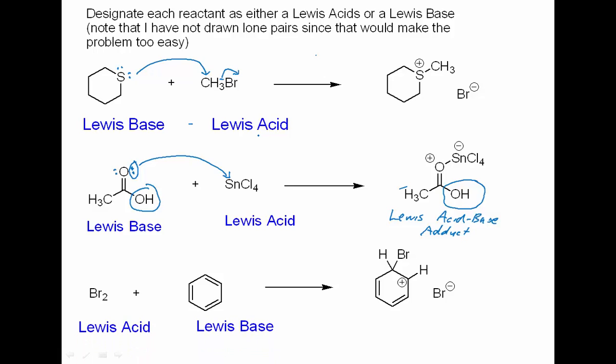Okay, now let's look at this one. In this case, what we're seeing is the electrons in this double bond here are actually serving as the base for this reaction. And the bromine is acting as an electrophile. So the Lewis base is benzene. Let me draw this other hydrogen here too for emphasis. So we have these two hydrogens here.